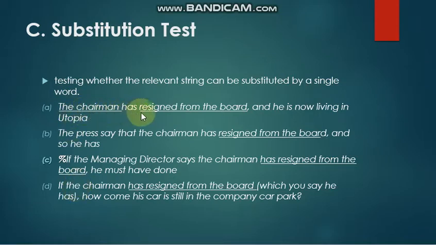The chairman has resigned from the board and he is now living in utopia. The press say that the chairman has resigned from the board and so he has. If the managing director says the chairman has resigned from the board, he must have done. If the chairman has resigned from the board, which you say he has, how come his car is still in the company car park?